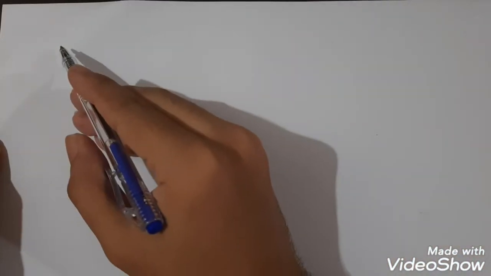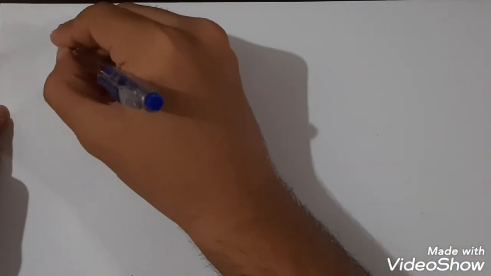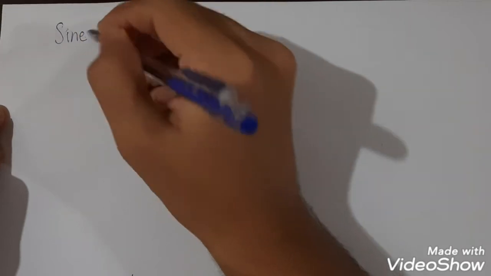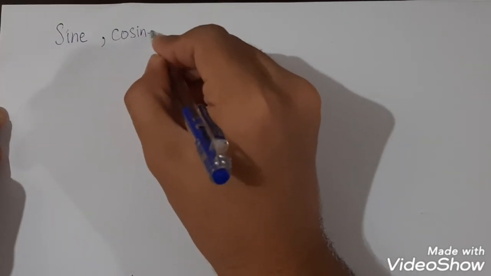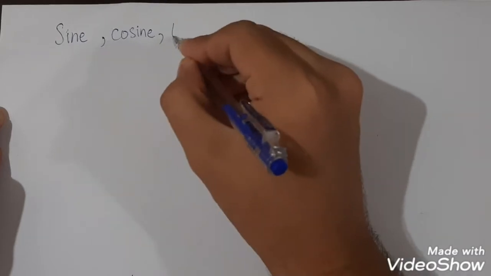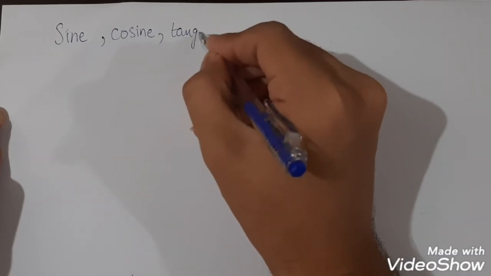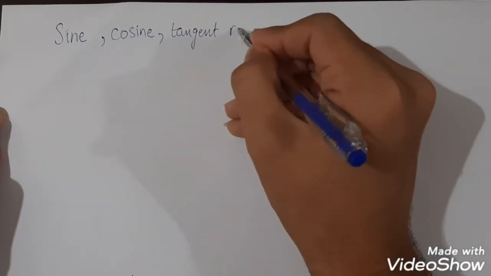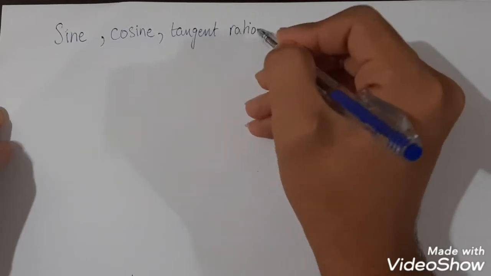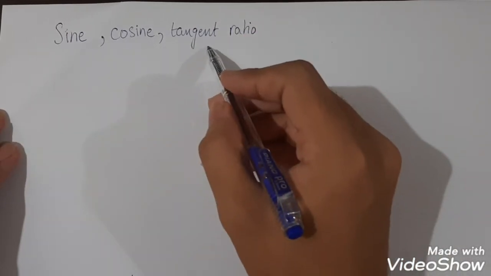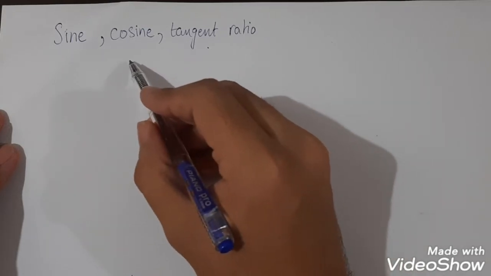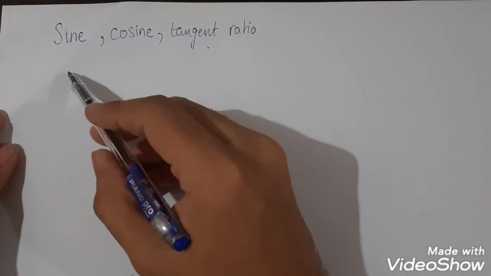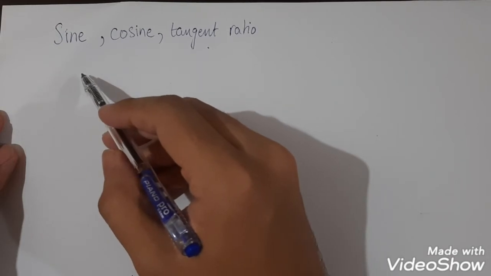Hi friends, today I'll be explaining what is sine ratio, then cosine ratio and tangent ratio. So first, these three ratios are used to calculate the angle of a right angle triangle if you have an adjacent length and opposite length.